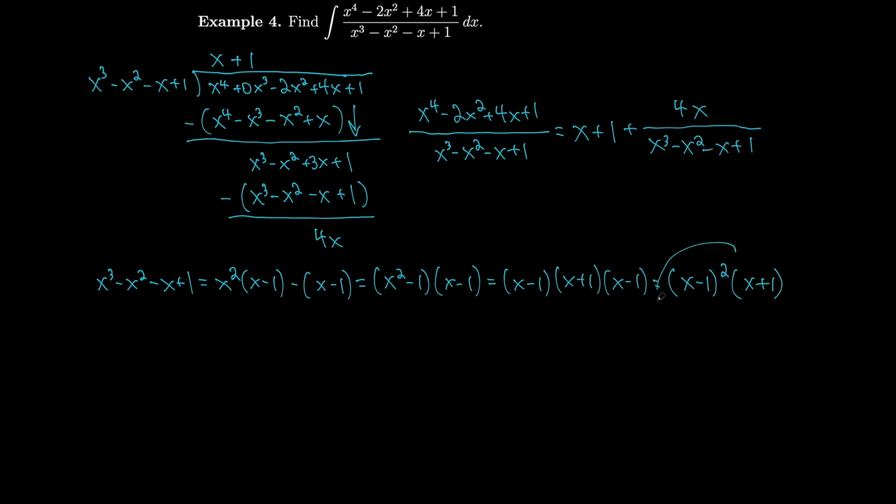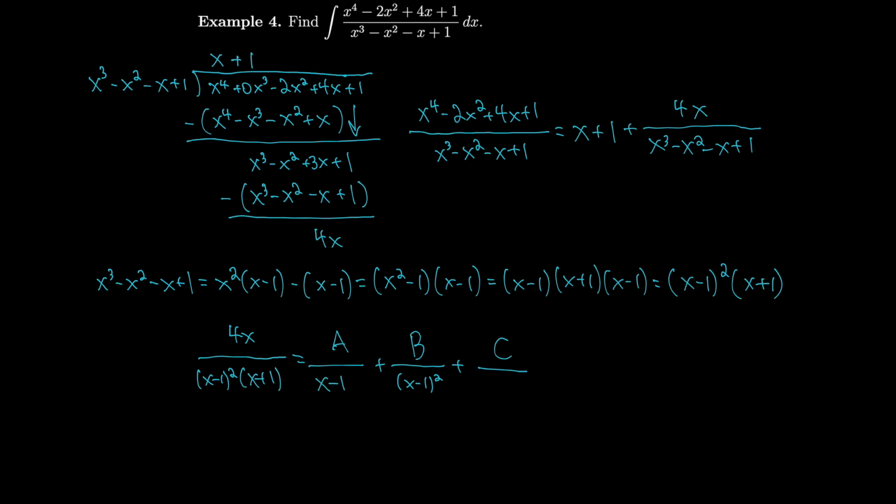So this repeated term means that when I do my partial fraction decomposition, I have to write a separate fraction for x minus 1 and a separate fraction for x minus 1 squared. So I get 4x over x minus 1 squared times x plus 1 is equal to A over x minus 1 plus B over x minus 1 squared plus C over x plus 1.